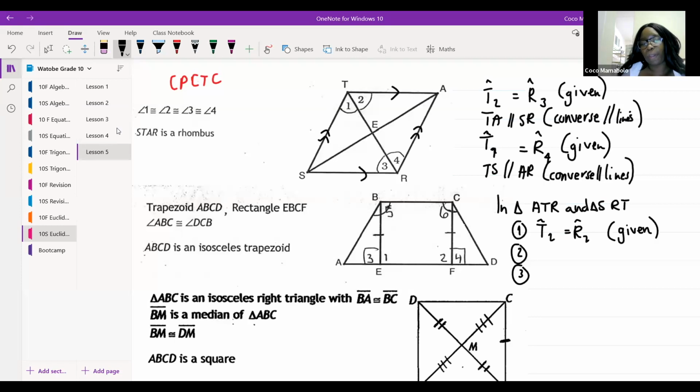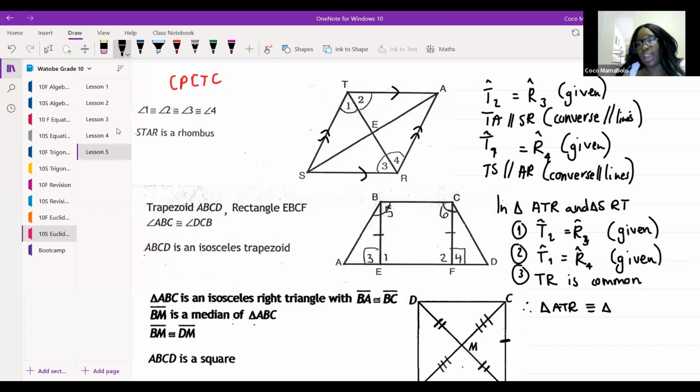What else? And then angle T1 is equal to R4, and it's also given. Good. Okay, I need one more reason for congruency. Just one more. Is common. Good. TR is common, or RT, it doesn't matter. Beautiful, wonderful. Therefore, I can say that triangle ATR is congruent to triangle SRT.